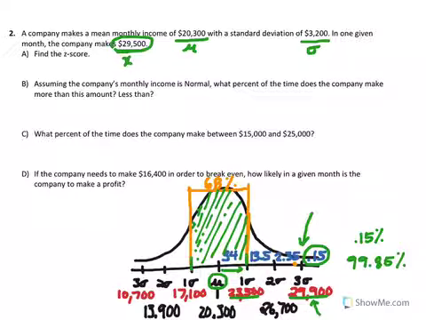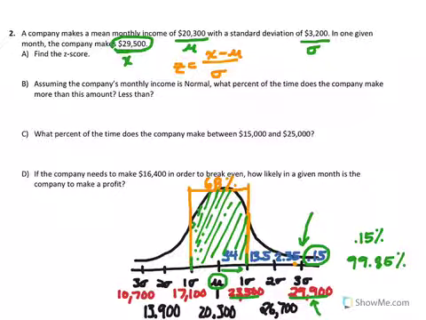And when it's not right on the standard deviation, we need to use a z-score to tell us, well, how likely is that to happen, and what percent of the time do they make less than this, and what percent of the time do they make more than this? So our z-score formula is z-score is equal to the data for that month minus the mean that they normally make on average in a given year, and divide that by the standard deviation.